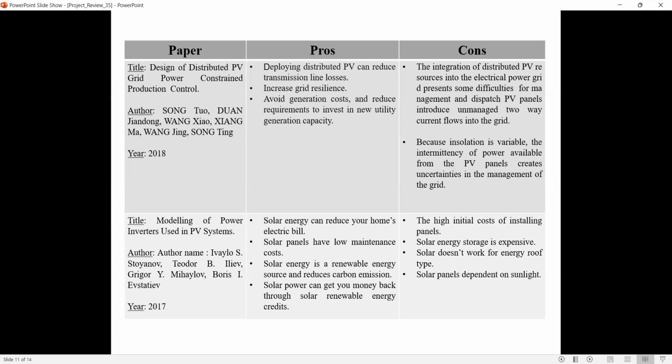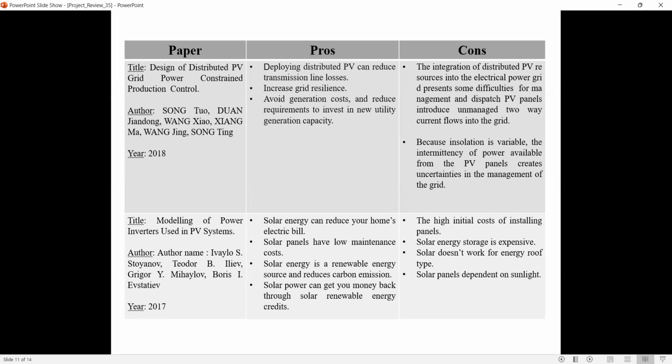Solar energy can reduce your home's electricity bill. Solar panels have low maintenance cost. Solar energy is a renewable energy source and reduces carbon emission. Solar power can get your money back through solar renewable energy credits.